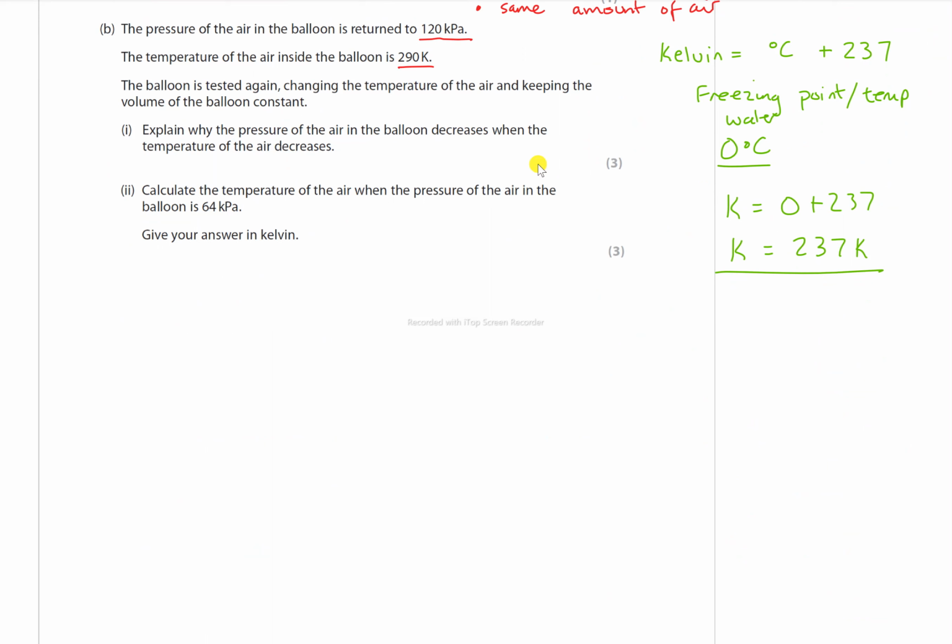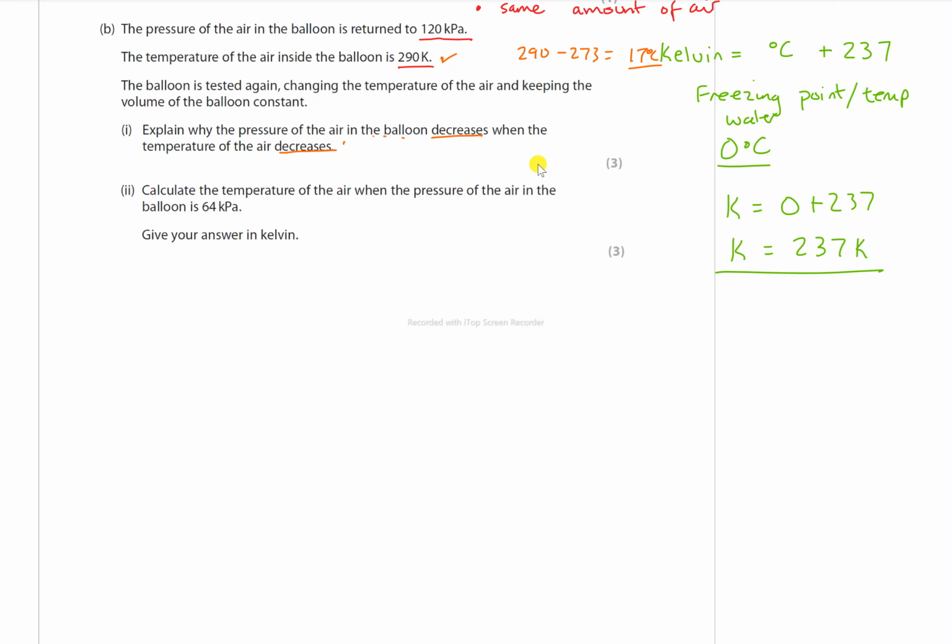Right, okay. So we're testing the balloon again. The temperature inside the balloon is 290. So if we did 290 take away 273, that's 17 degrees Celsius. Changing the temperature, keeping the volume constant. Explain why the pressure of the air inside the balloon decreases when the temperature decreases. Right, it's 3 marks.